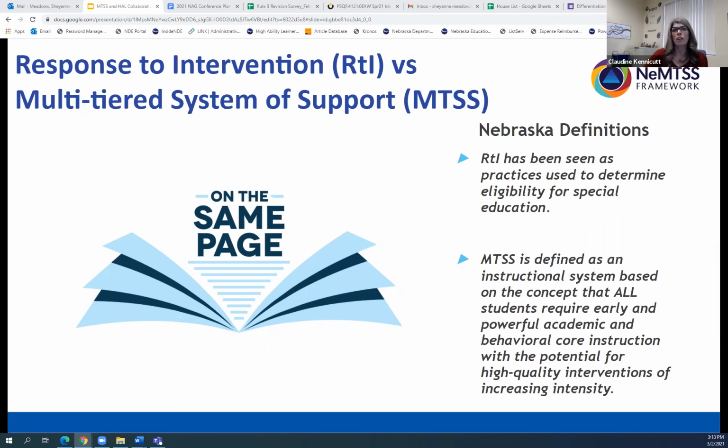And as many of you are already aware, RTI has been seen in the past as practices used to determine eligibility for special education. Whereas MTSS is an instructional system in which all students receive strong core instruction in academics, as well as behavioral and social emotional supports, with the potential for high quality interventions of increasing intensity.